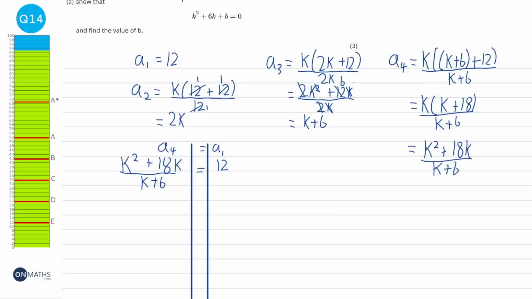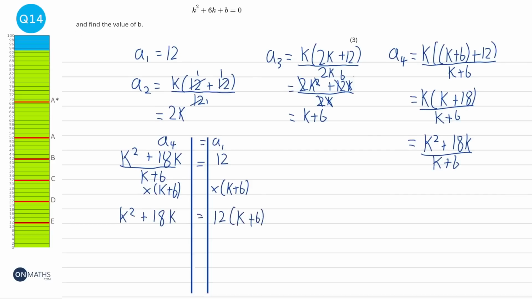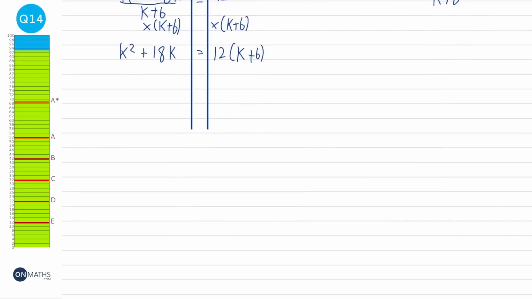And we can first of all get rid of the fraction, always get rid of the fraction. So multiply by k plus 6 both sides. And so that would be k squared plus 18k, and then it would be 12, brackets k plus 6. And then always the second step is to get rid of those brackets. So k squared plus 18k equals 12k plus 72.